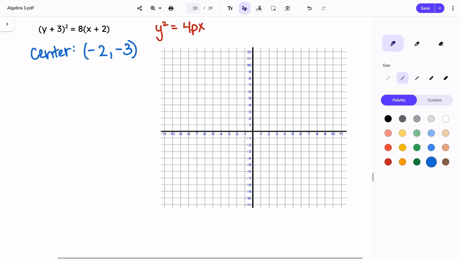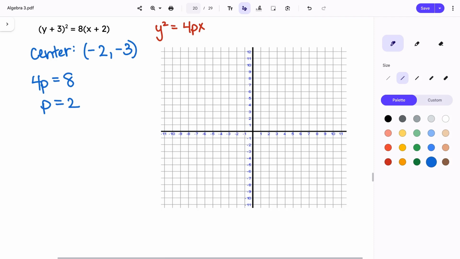Okay, what are we going to set the 4p equal to? It's the number in front of the parentheses after the equal sign. So 8, but if you solve it, you get 2. So p is 2. This tells me from my center point, because the y squared comes first, it's going to go left or right. So the directrix is going to go left 2, and the focus is going to go right 2, because this is going to open up to the right since it's positive.